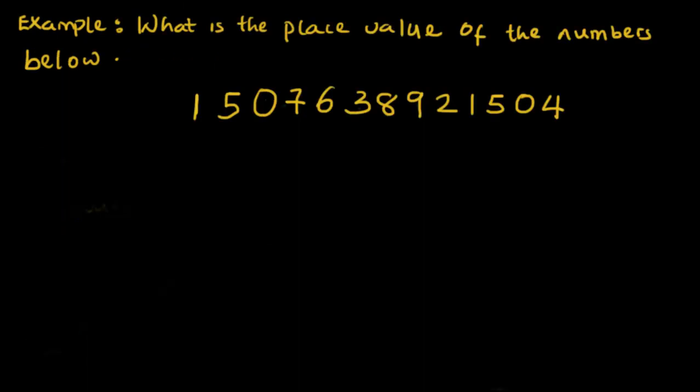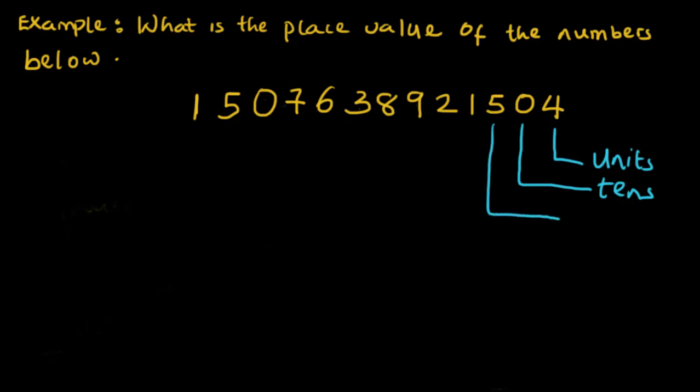Now let's take an example. We are told to find the place value of the numbers below. Alright, so let's do this. Now remember, the first digit would be what? Units. The next would be what? Tens. Followed by what? Hundreds. Then we are going to have what? Thousands.